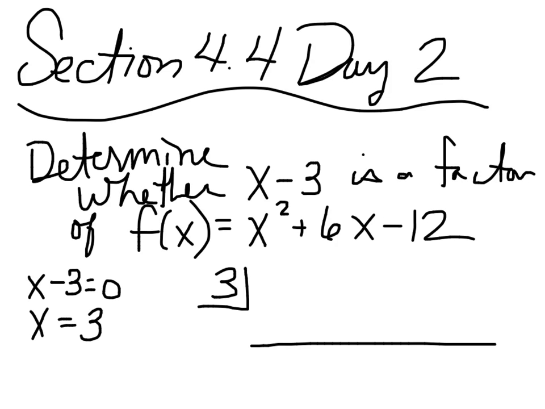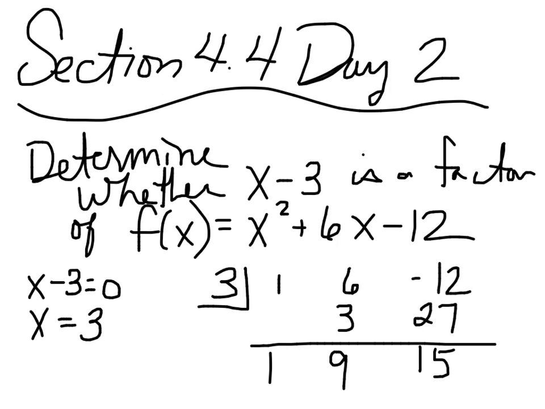What numbers should I write going across? What numbers are my coefficients and constant? 1, 6, and negative 12. Remember, do not forget that if you're missing a piece, a 0 needs to go in that place. Okay, now, how do you synthetic divide again? Good. Now, just by you doing that, you guys did a great job getting that number. That is not a factor.